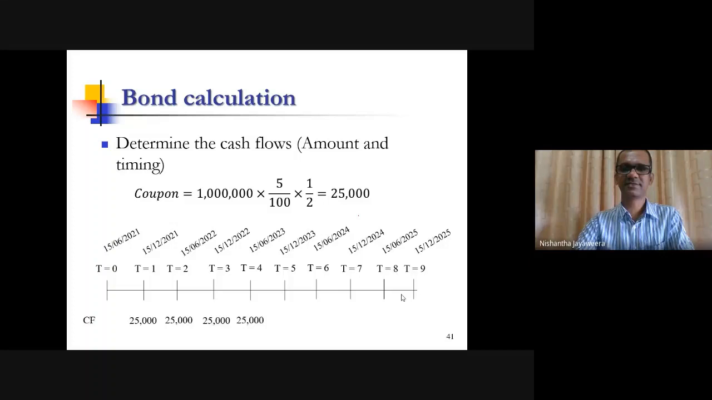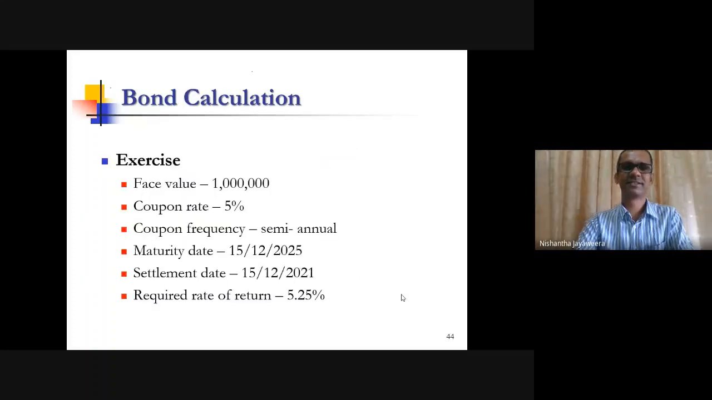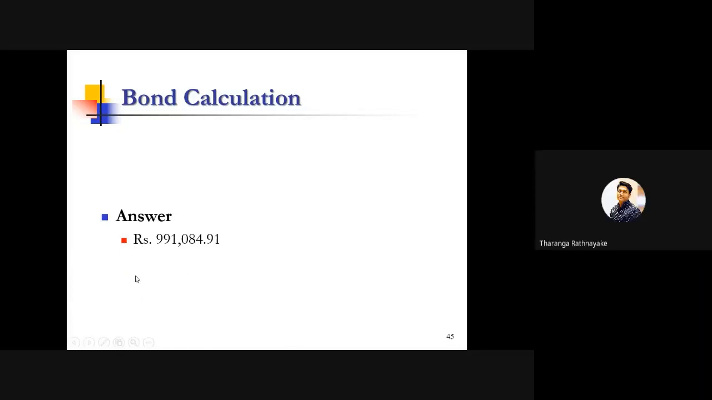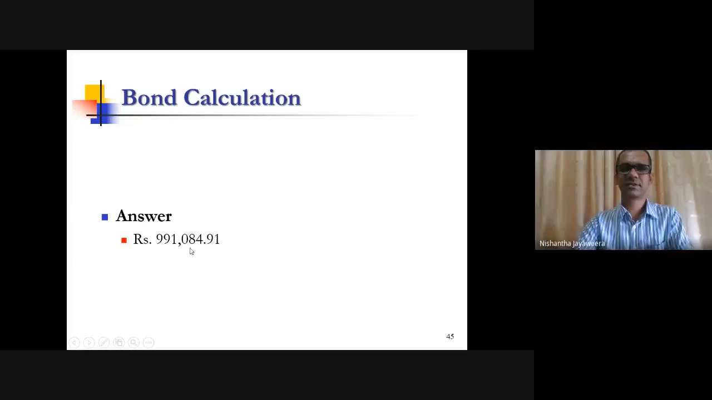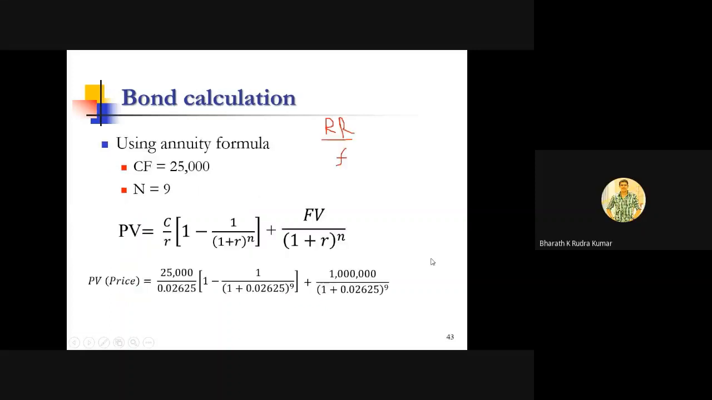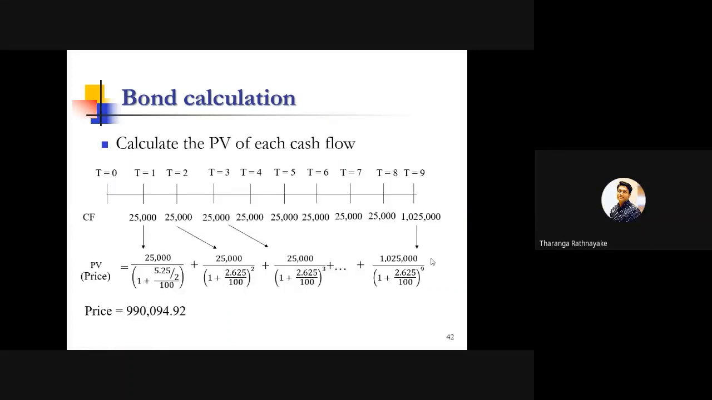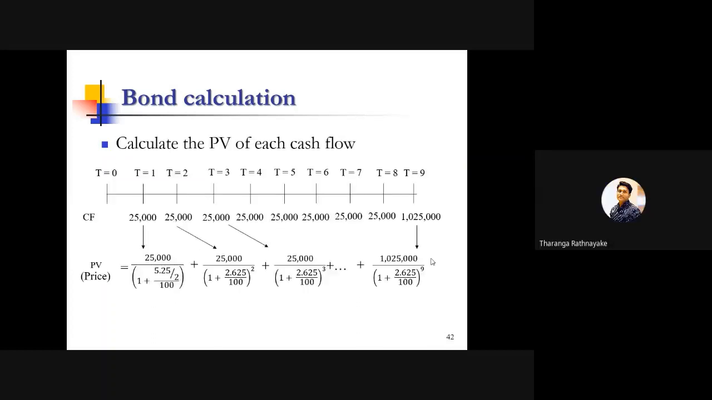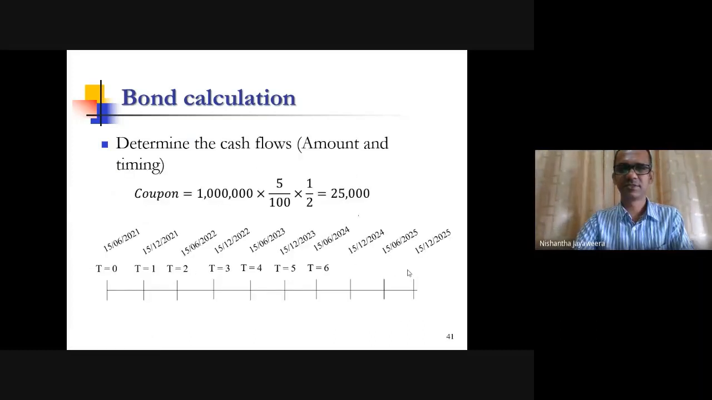Did you get this answer? First tell me that one. Yes, sir. Right, you got this answer. Did you get this answer? No, I got 90. Sorry? 900,000, 90,000, 94. This answer. Yes. Wait, something is wrong there.